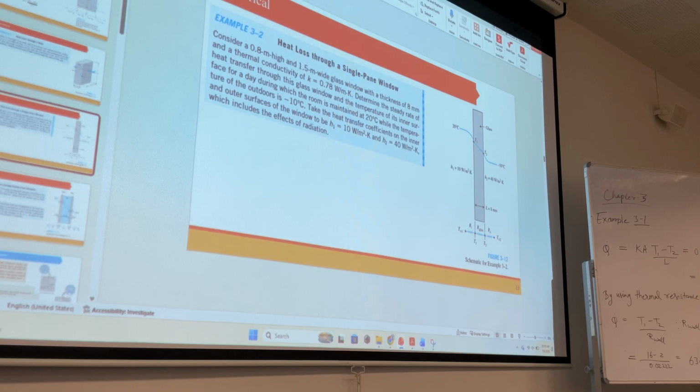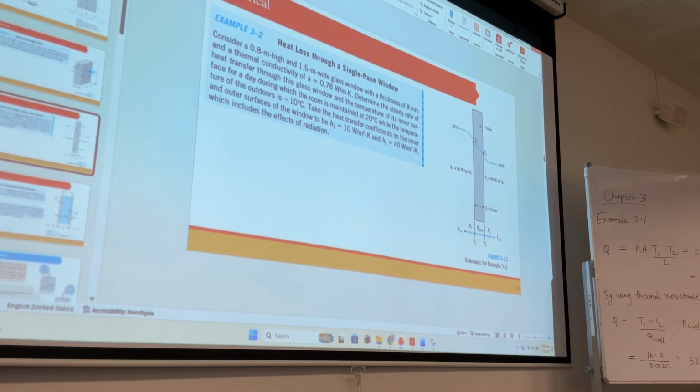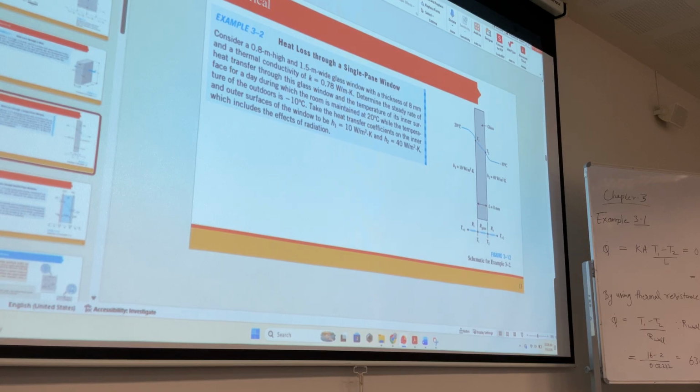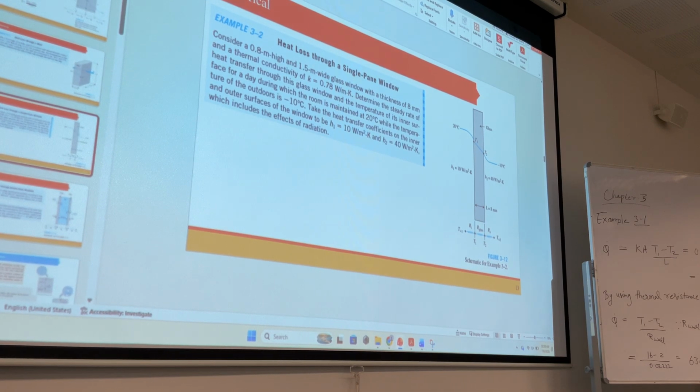Okay. And they are also asking for the temperature of its inner surface, T1, for a day during which the room is maintained at 20 degrees Celsius. So this 20 degrees Celsius is the temperature of the room.